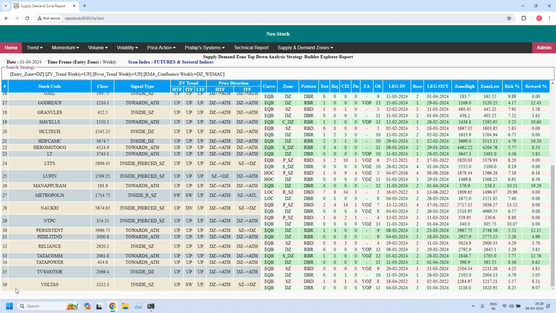Both the trends are showing uptrend in the weekly time frame. So probably if you look into these stocks, you may find some trade opportunities for our swing trading. Mostly these reports will be useful for swing trading purposes. Of course, we can also plan short-term trades.